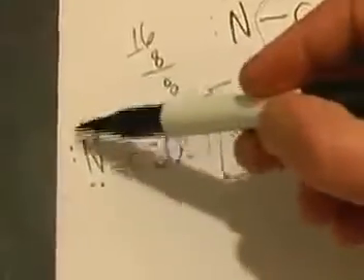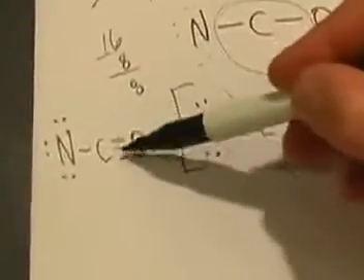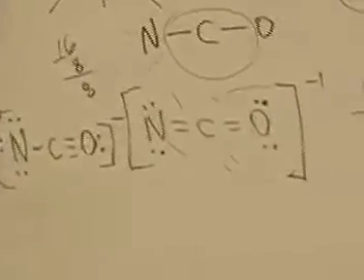Hey, look, I've done it again. 2, 4, 6, 8 around nitrogen. 2, 4, 6, 8 around carbon. 2, 4, 6, 8 around oxygen. Put brackets around it. Put a negative sign there. Hey, it's another possible way to draw it.